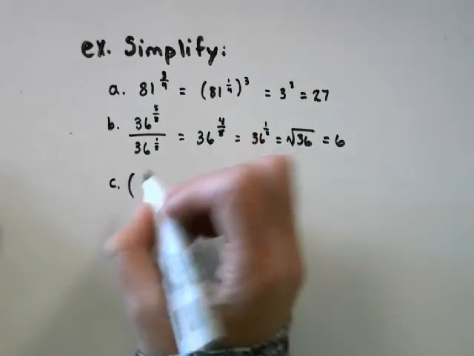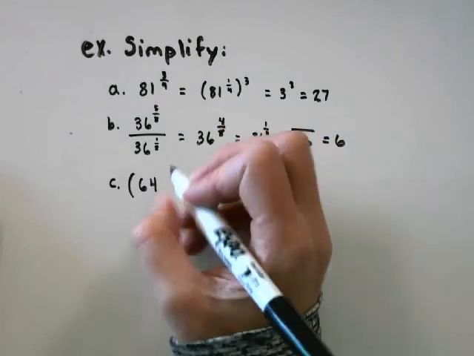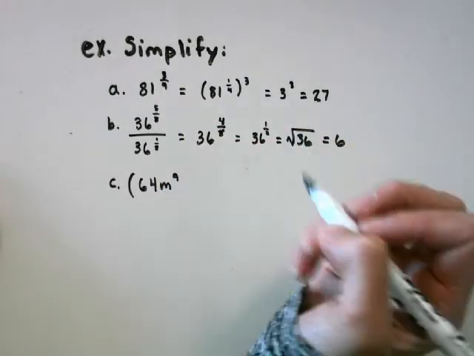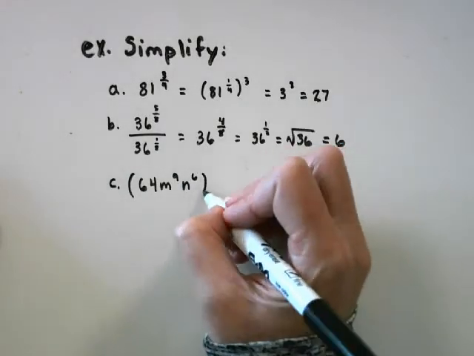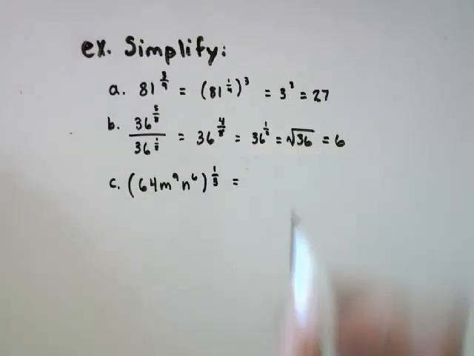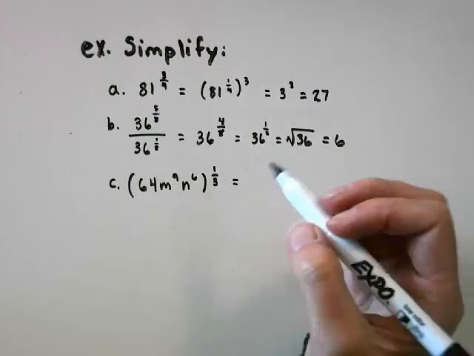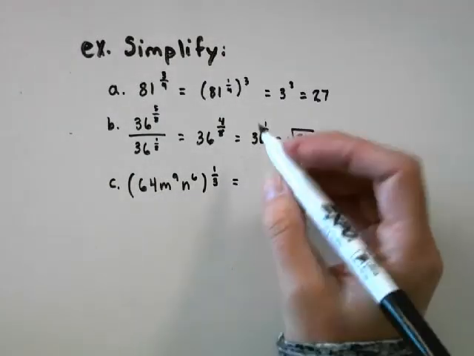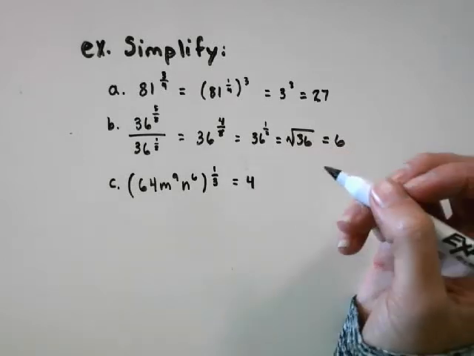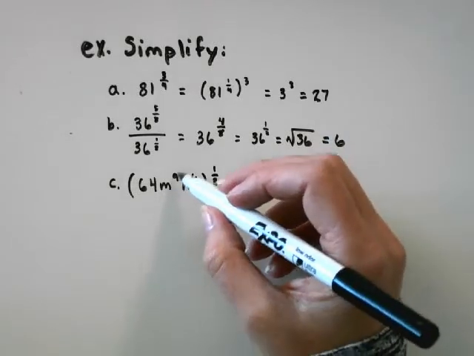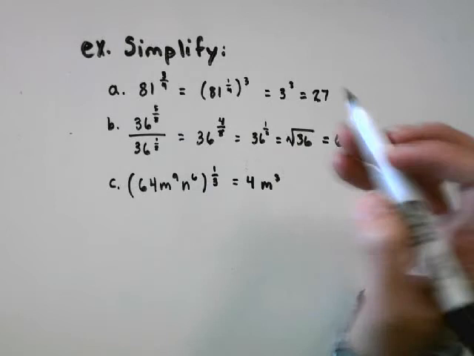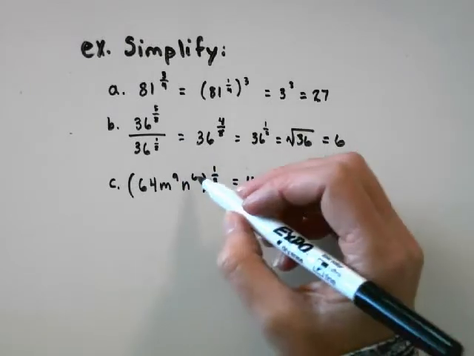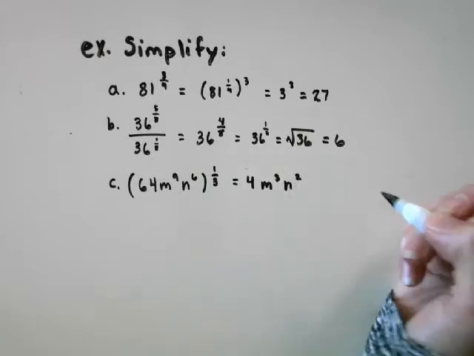Next one we're going to do, we're going to have in parentheses 64 m to the 9th, n to the 6th, all of that raised to the 1/3. So the 1/3 is going to get distributed to each of them. So 64 to the 1/3, the cubic root of 64 is 4, because 4 times 4 is 16 times 4 is 64. M to the 9th to the 1/3 is going to be m cubed, because you're going to multiply the 9 and the 1/3, and n to the 6th to the 1/3 is going to be n squared.